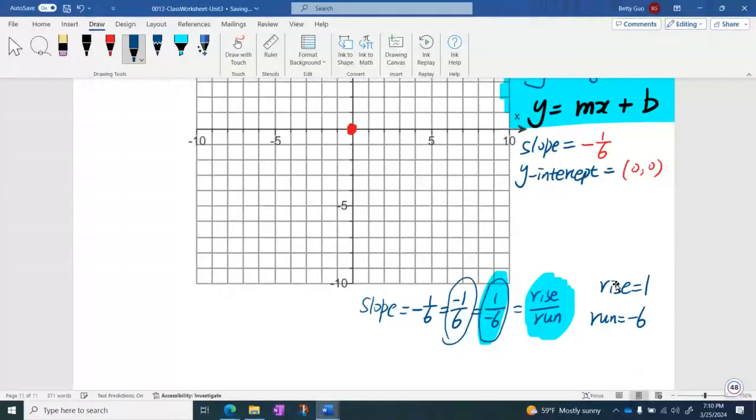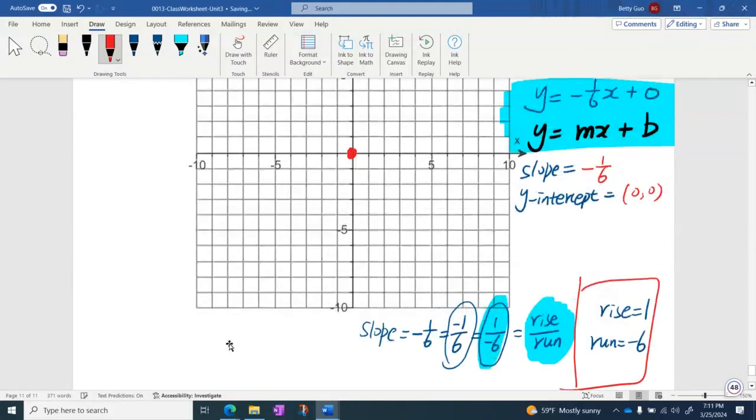That's how we find the rise and the run from the slope. Write the slope as the quotient of two integers. If it's negative, you can place the negative sign either on the top or on the bottom, it doesn't matter. Suppose we use this format. The slope is 1/-6. Then that means rise is 1, run is -6. Okay, so remember that: rise is 1, run is -6.